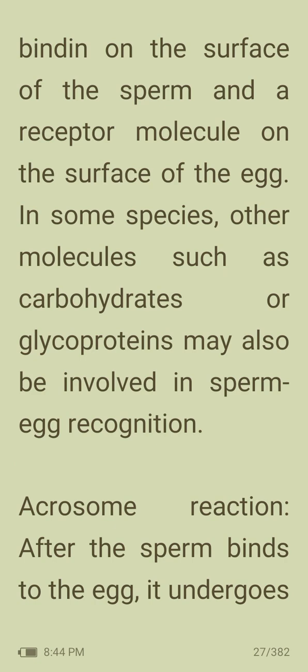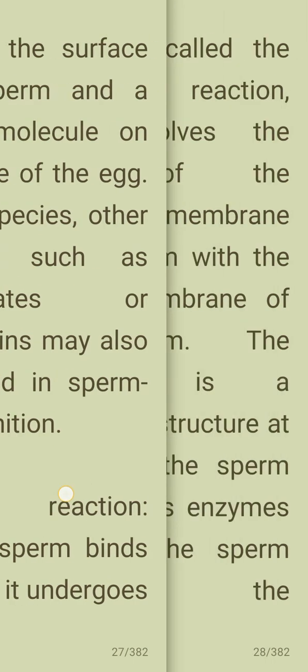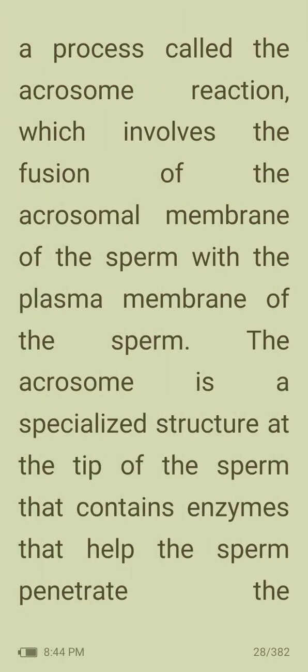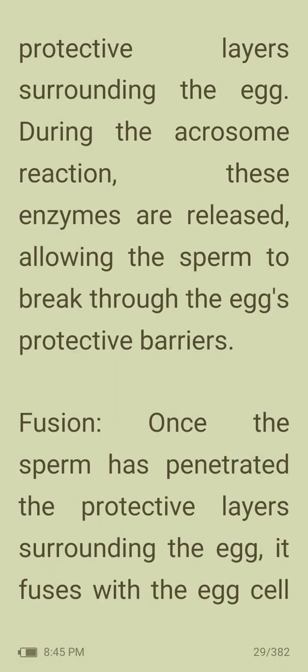Then acrosome reaction. After the sperm binds to the egg, it undergoes a process called the acrosome reaction, which involves the fusion of the acrosomal membrane of the sperm with the plasma membrane of the sperm. The acrosome is a specialized structure at the tip of the sperm that contains enzymes that help the sperm penetrate the protective layer surrounding the egg. During the acrosome reaction, these enzymes are released, allowing the sperm to break down the egg's protective barriers.